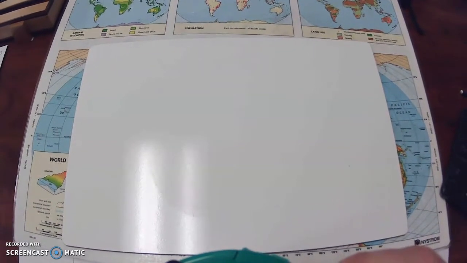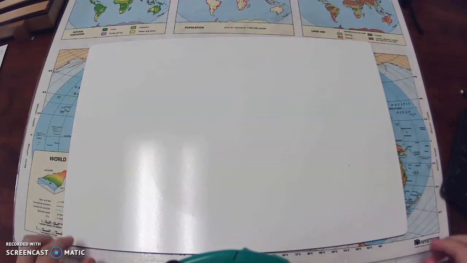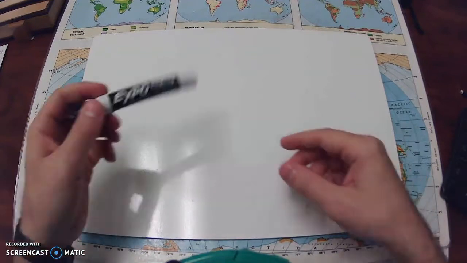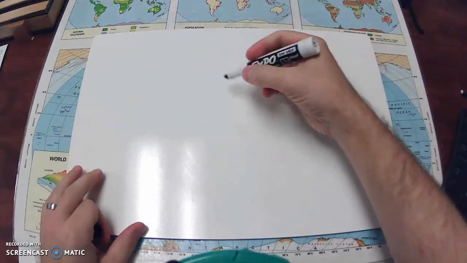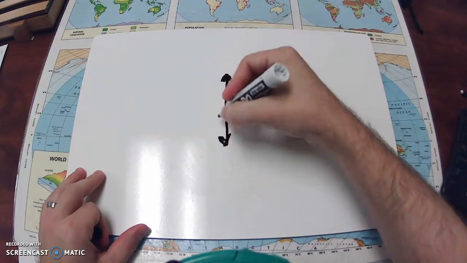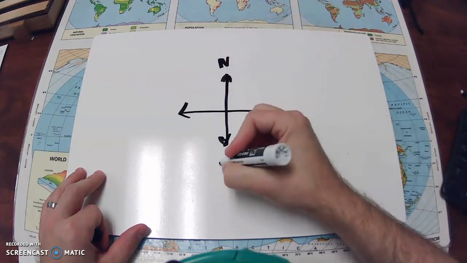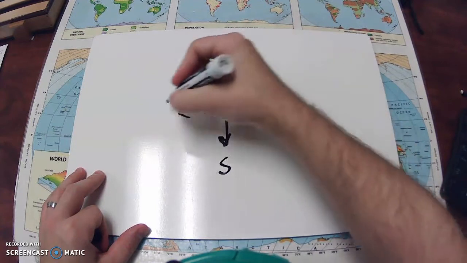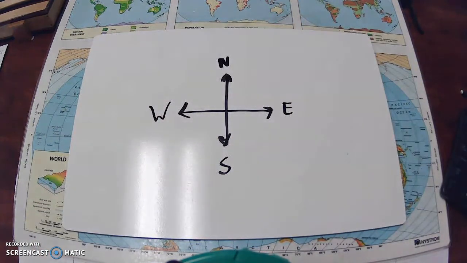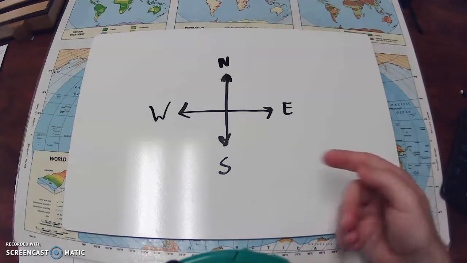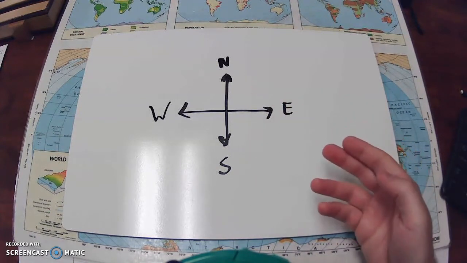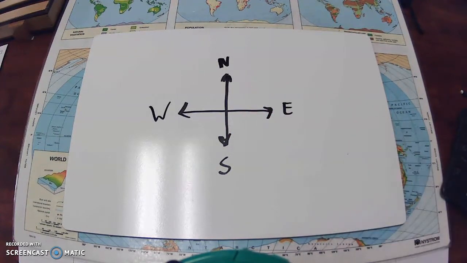Okay, today we're going to do a brief discussion over the cardinal directions. Now the four main directions are also known as the cardinal directions, and they are north, south, east, and west. North always points toward the North Pole, and south always points towards the South Pole. When you're facing north, east is always to your right, and west always to your left.